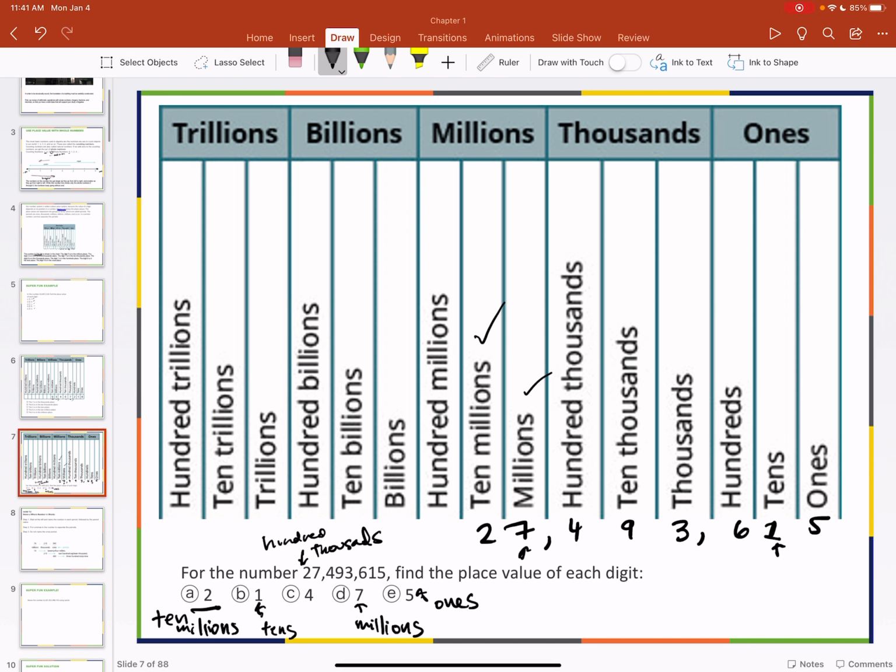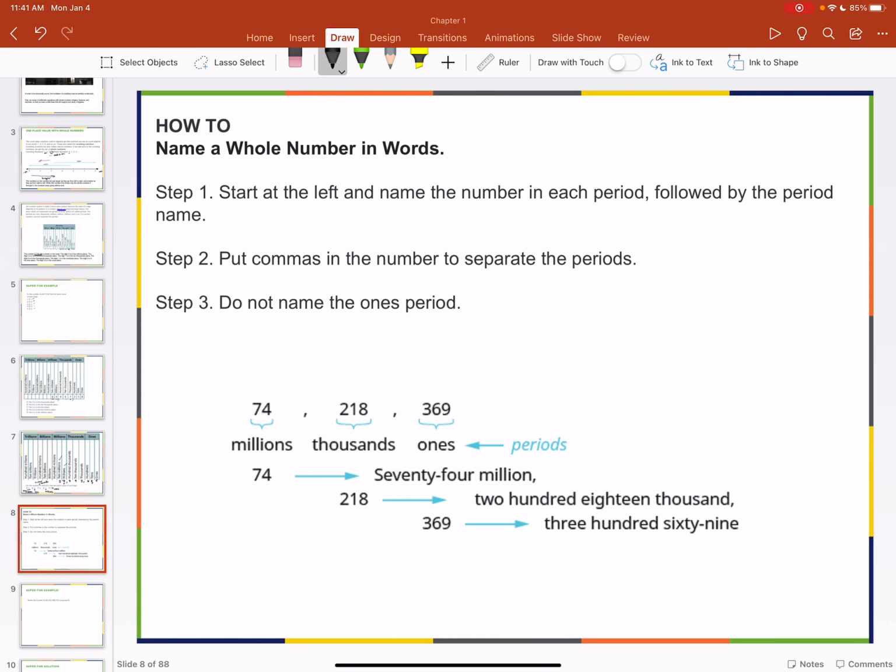Let's continue. Here we have, so how do we say a whole number in words? So given a number, we start at the left and then we name the number in each period followed by the period name. So step 2, we put commas in the numbers to separate the periods. And then step 3, we do not name the ones period. So see here, we have 74, they're in the millions category, right? 218,369, but we don't say the ones, okay? So that's how we would do that.